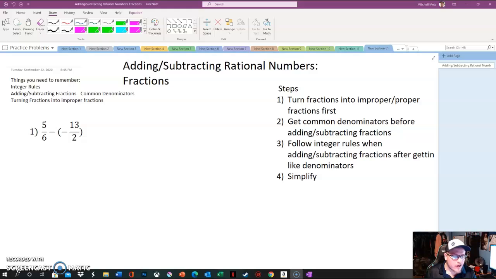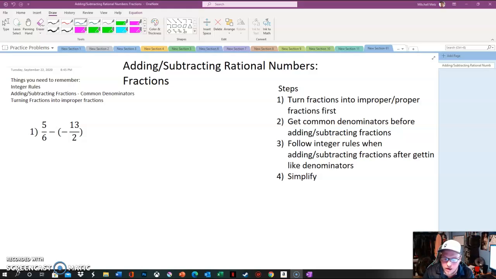Second step. Get a common denominator before adding, subtracting fractions. So this is the problem 5/6 minus negative 13 over 2. So it has fractions and it has integers in it. And so we have to be very careful of how we do this. So let's first focus on getting a common denominator.